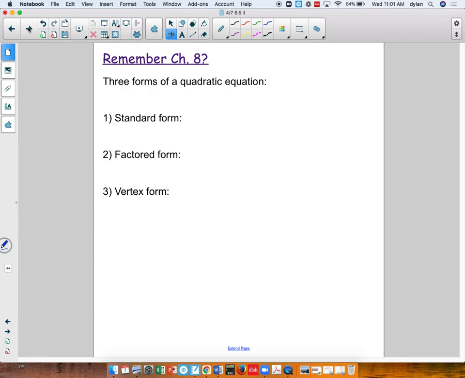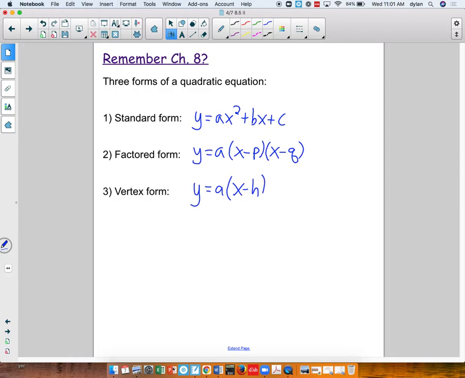All right, so standard form is y equals ax squared plus bx plus c. Factored form, y equals a times x minus p times x minus q. And then vertex form is y equals a times x minus h squared plus k.